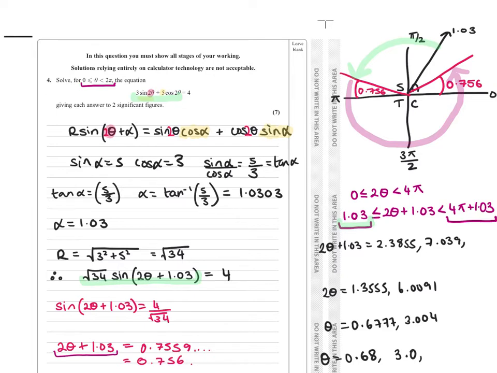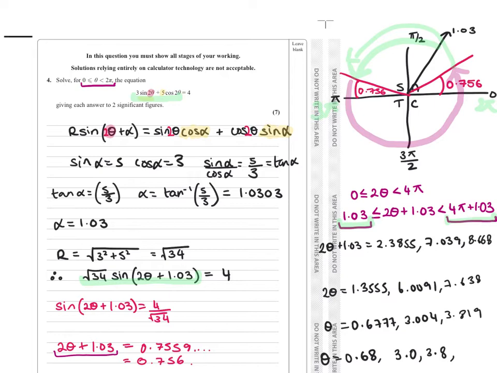Then, if we carry on going round again, because we've got to get all the way up to 4 pi, and we've just passed 2 pi now. Carry on, we get to here. This is 2 pi, this is 3 pi. So 3 pi minus 0.756 is going to give me 8.668. If I minus 1.03, I'm going to get 7.638, and then divide by 2, 3.819. To two significant figures, that's 3.8.